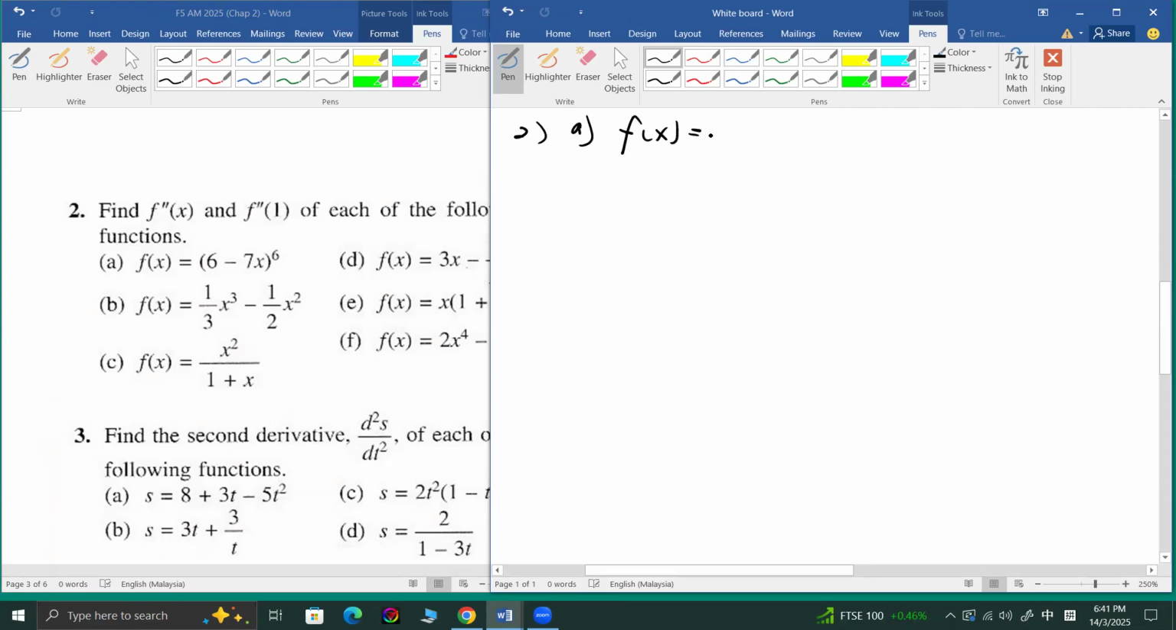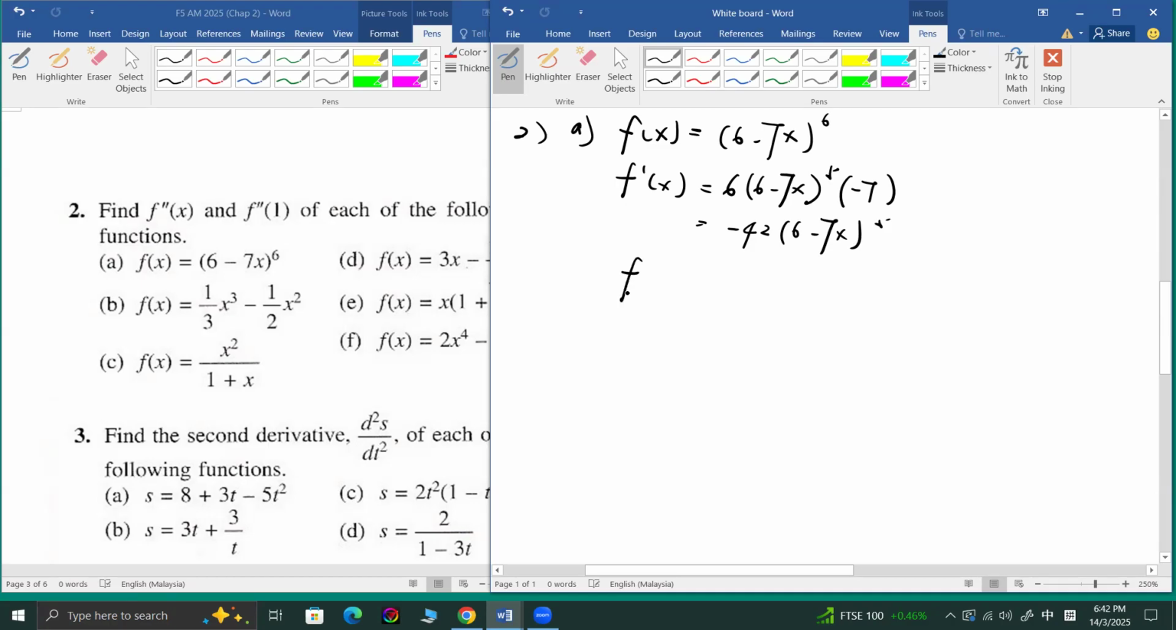The difference is the way to write. So first derivative f prime. 4 steps. Remember 4 steps? Bring down the power. Copy the bracket. Power minus 1. Differentiate the bracket. Okay, so I got 6 times 7, 42, negative 42.